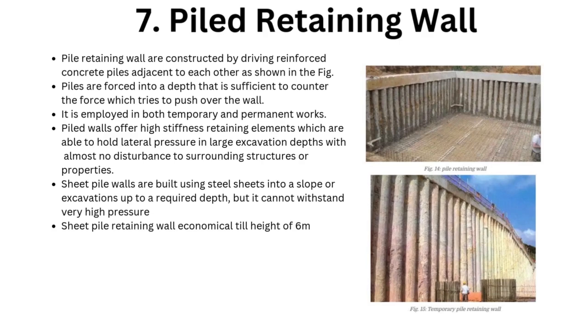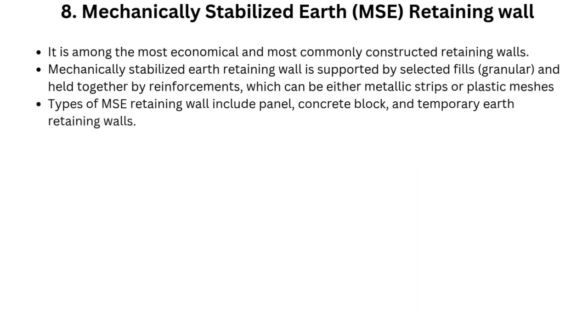Sheet pile walls are built using steel sheets into a slope or excavations up to a required depth, but it cannot withstand very high pressure. Sheet pile retaining wall is economical till height of 6 m.